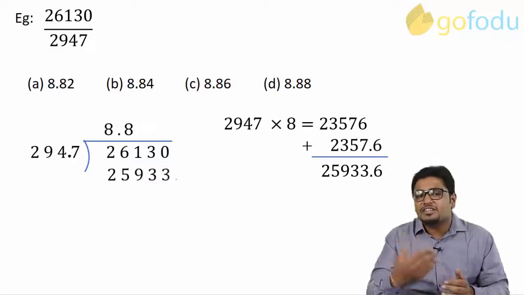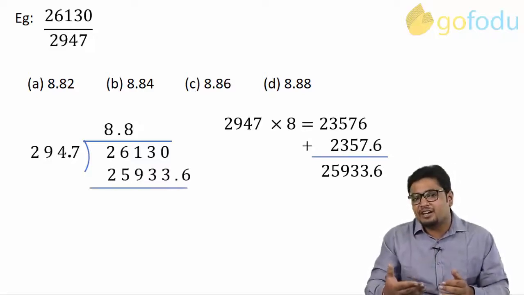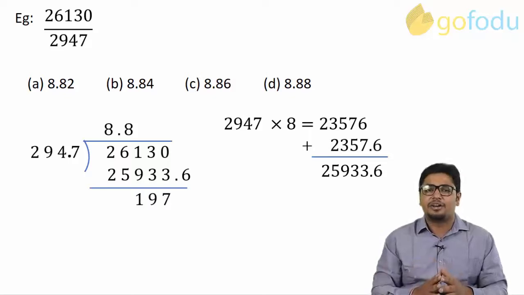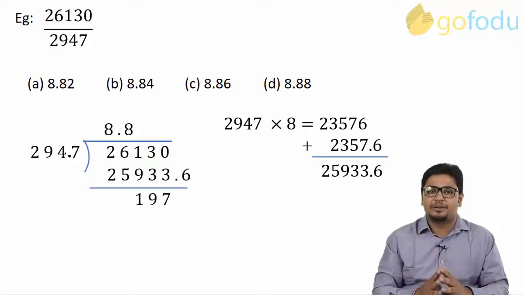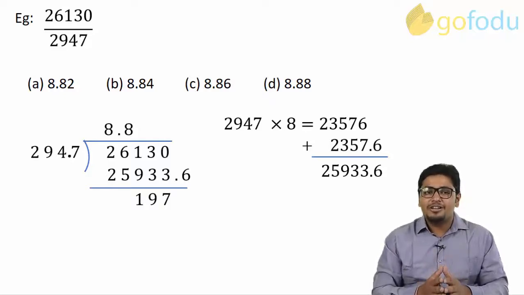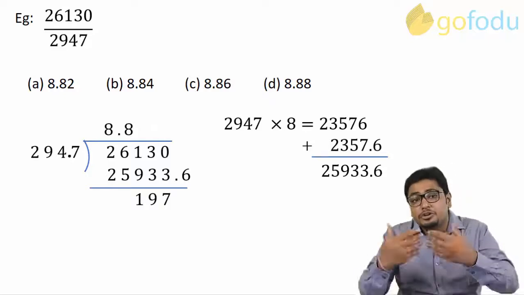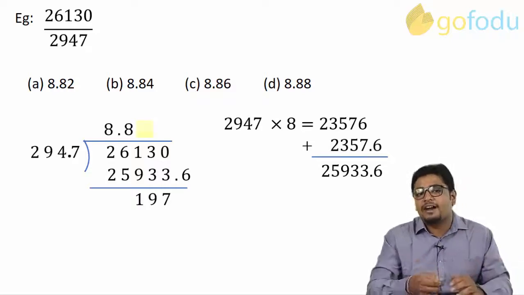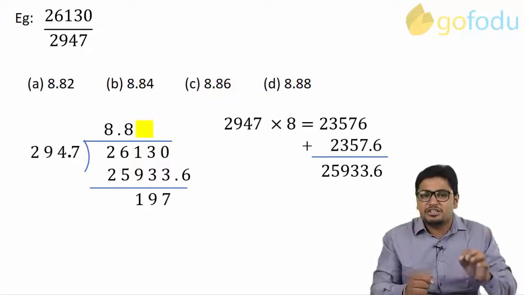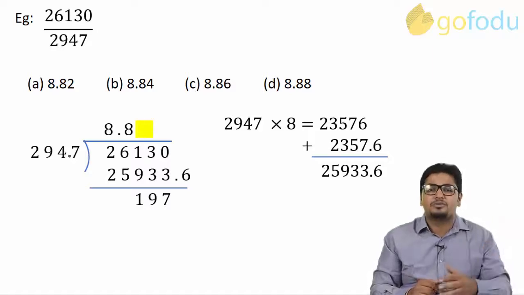So we subtract this value from the dividend and get 197 as the remainder. We are keeping the subtraction a little approximate. Now this remainder becomes the new dividend, which is less than the divisor. So to find the second place after decimal, we shift the decimal in the divisor one place to the left.